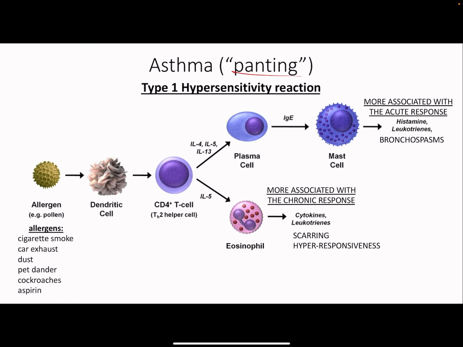Asthma, panting in Greek. Type 1 hypersensitivity reaction. So an allergen could be pollen, but also cigarette smoke, car exhaust, dust, pet dander, cockroaches, aspirin. Dendritic cells are going to receive these antigens. They're going to present them. They're going to activate Th2 helper cells.